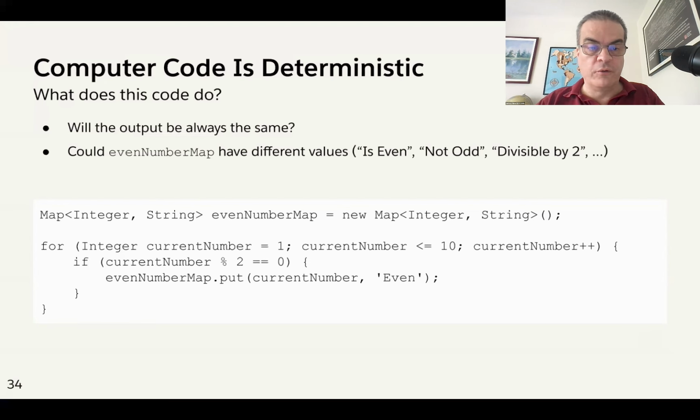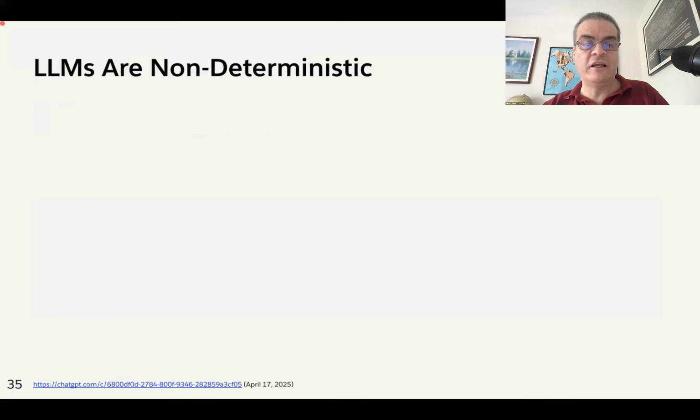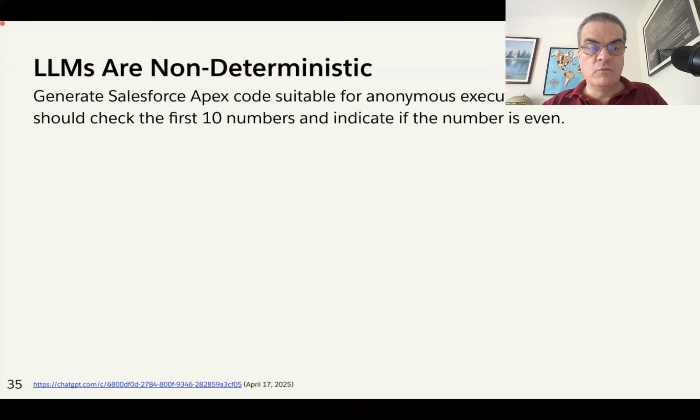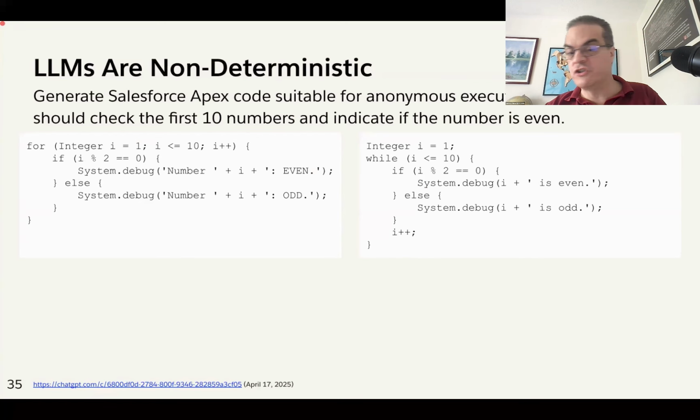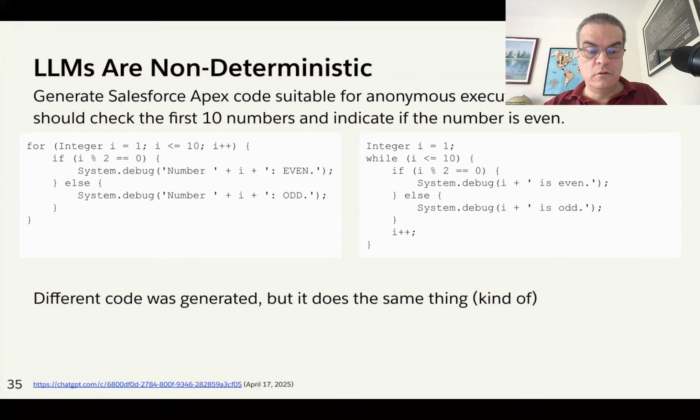What about non-deterministic code? Well, we ask the LLM to write code that generates the same type of code. Then we say something like, generate Salesforce Apex code suitable for anonymous Apex execution. The code should check the first 10 numbers and indicate if the number is even. Because AI is non-deterministic, it could show you this code, it could show you this code, or it could show you anything else. A very different code was generated, but it kind of does the same thing. Kind of. Okay? It will print even or odd.